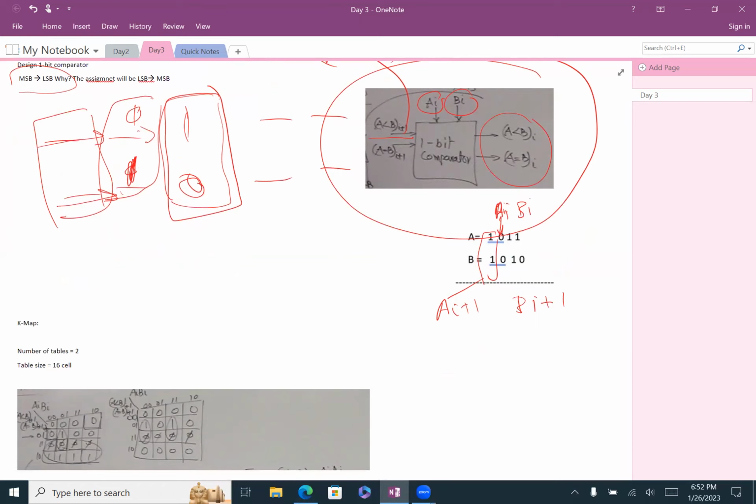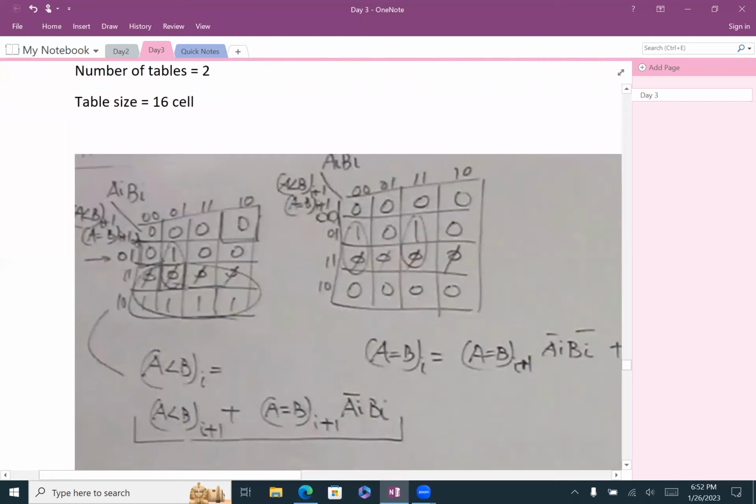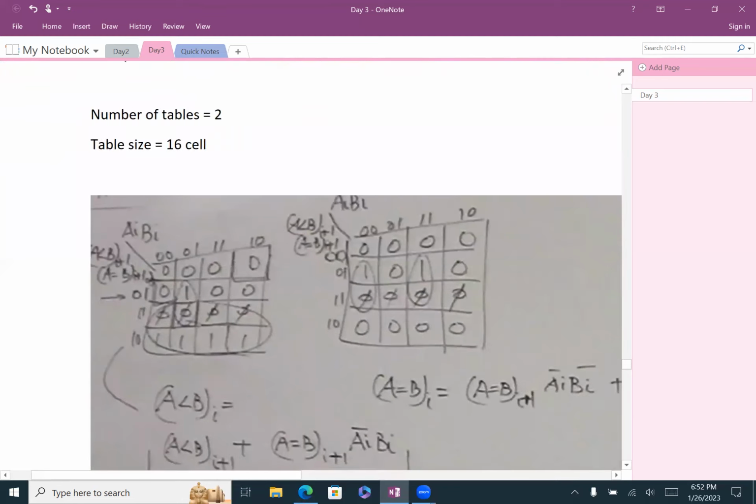16. Now, let's go deep a little bit here. What are my inputs? A of i and B of i, correct? And what is coming from the previous stage, from the most significant bit? We'll have A less than B of i plus 1, and you will have A equal B of i plus 1, correct? Now, let's put some numbers together, okay?